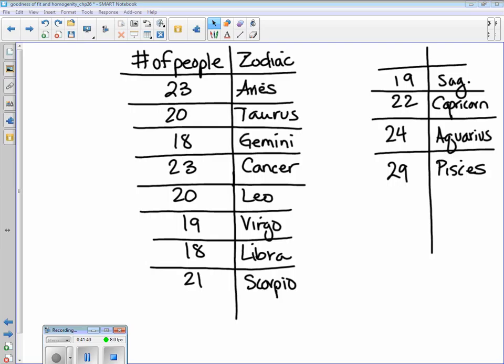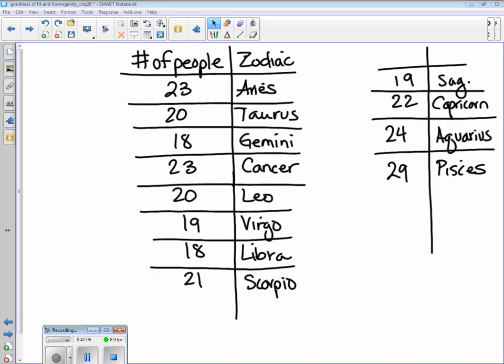The zodiac sign, right? Astrological sign. How many samples do I have? One. It's the CEOs, one sample. How many different categories do I have? 12. One variable with 12 categories, and one sample. So it is a chi-squared goodness of fit test.